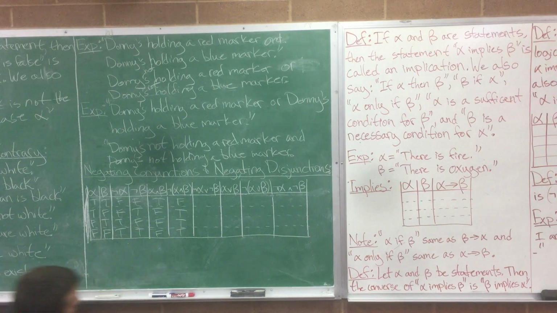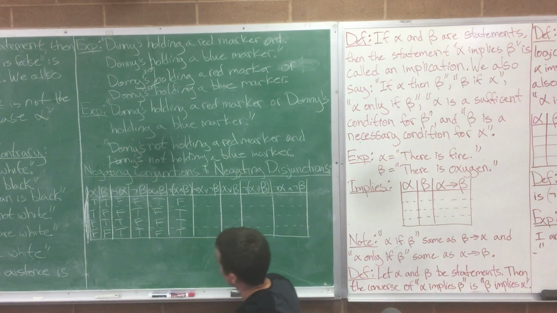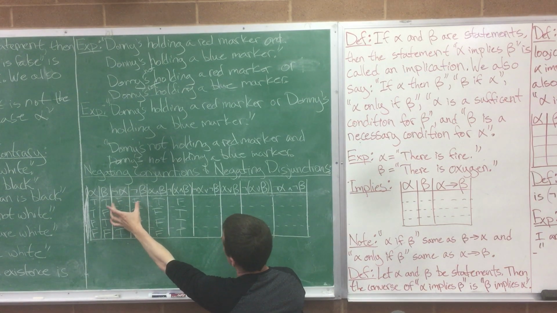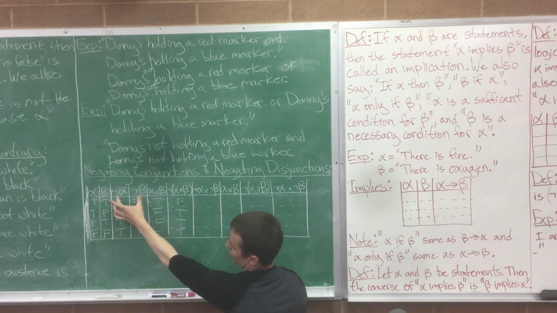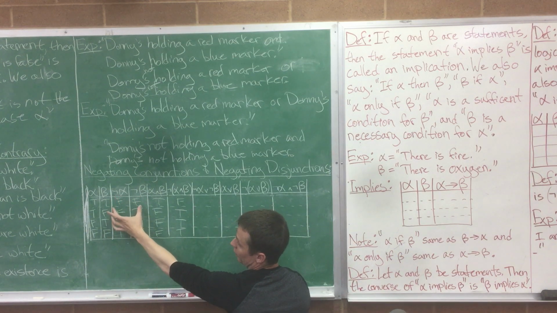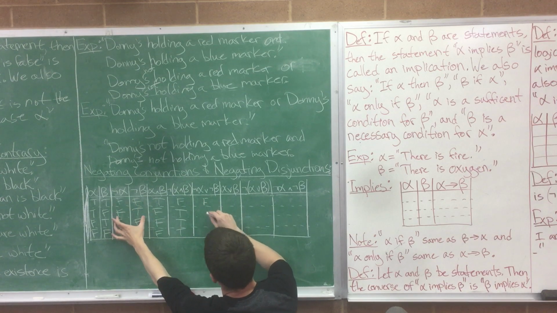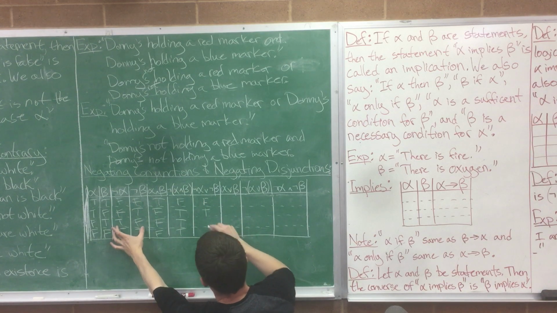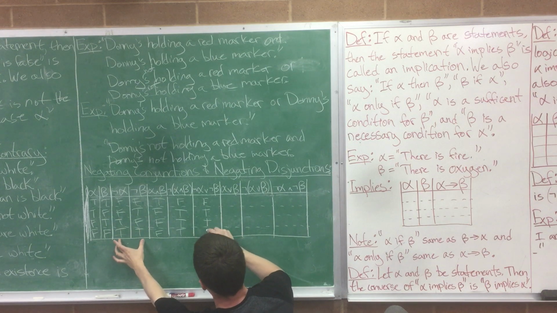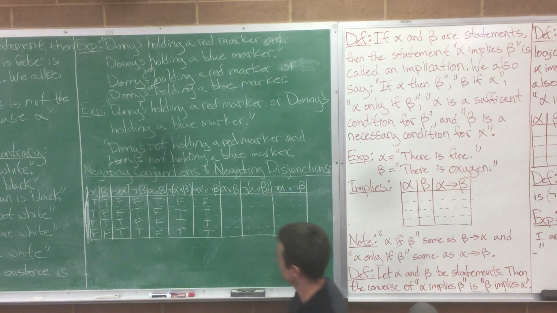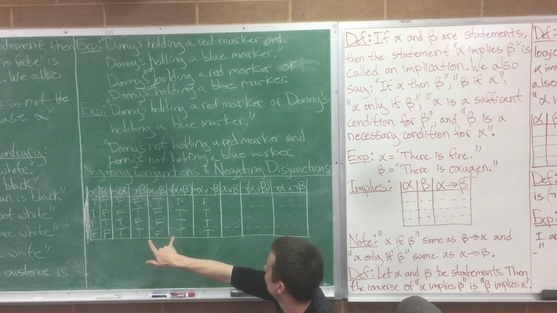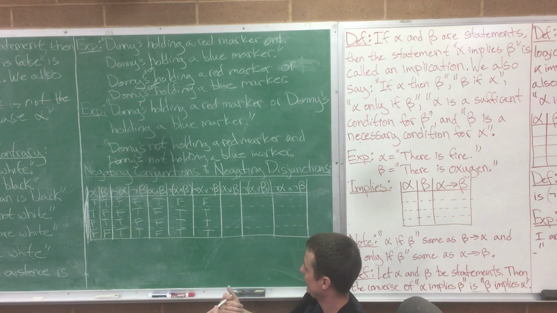Wonderful. Now we got to look clear back to not alpha and not beta over here, and we got to OR them together. So we're ORing together these two columns. So false or false is? False. False or true is? True. True or false is? True. And then true or true is? True. Inclusive OR. Yeah, that will get you.